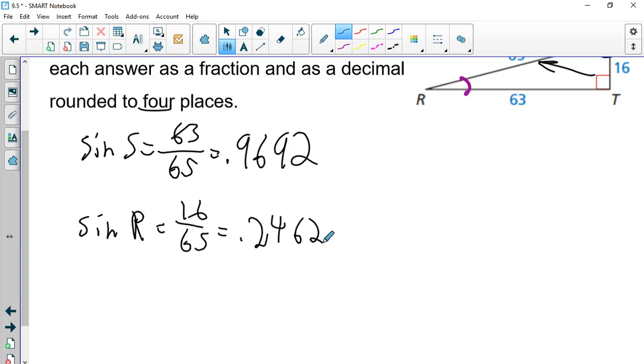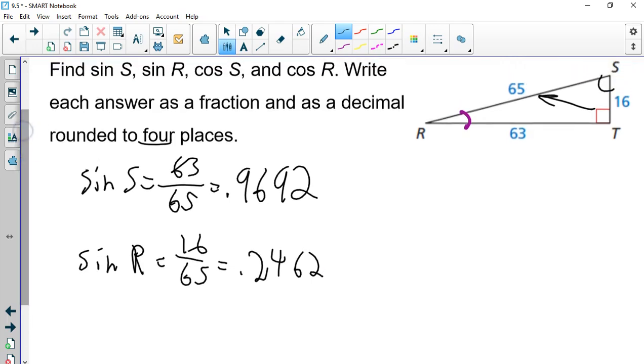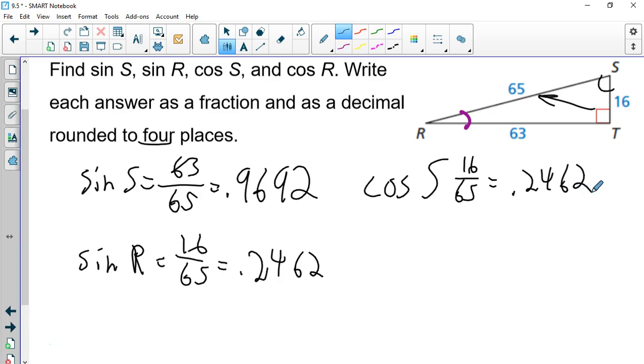Now we're going to do the cosine. Now the cosine of S, we're still starting from S, from what we have marked in black, but cosine is adjacent over hypotenuse. So we're going to use 16 over 65, which we already know from doing the sine of R what 16 divided by 65 is. 0.2462. I was looking ahead and had that written wrong, so there was my mistake.